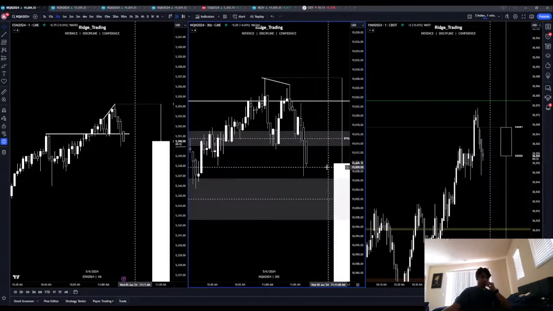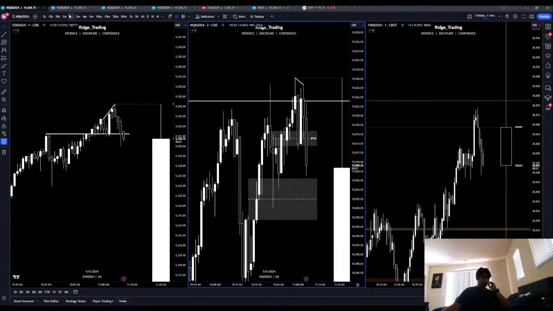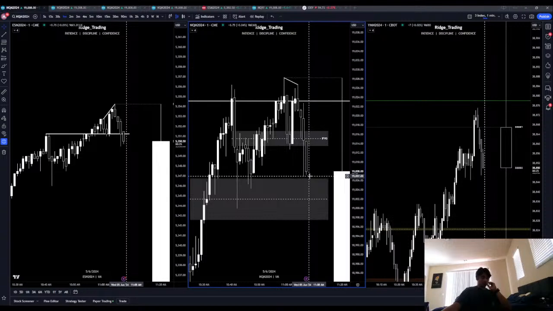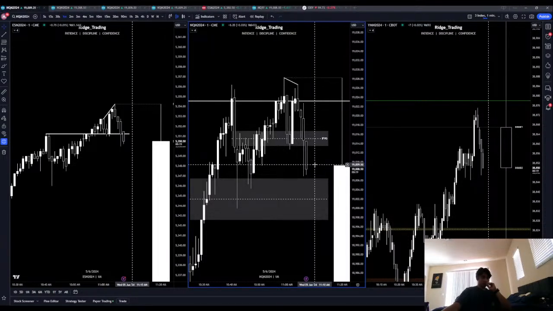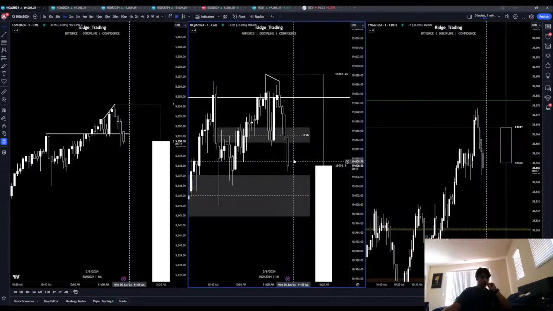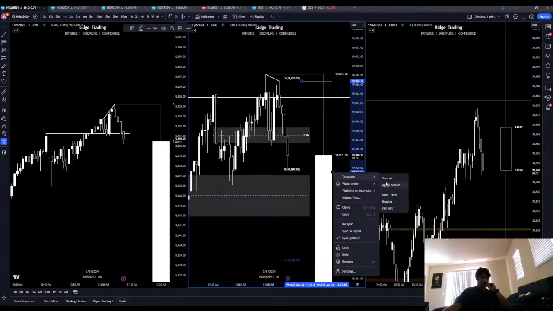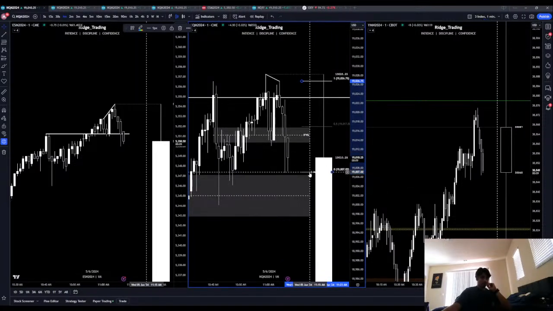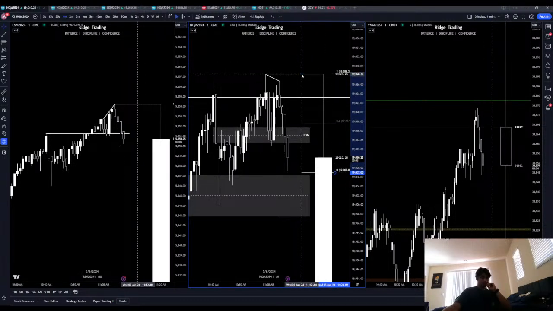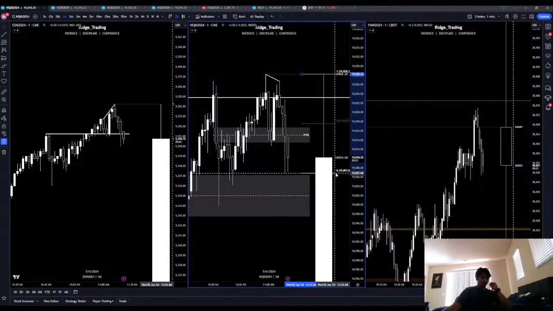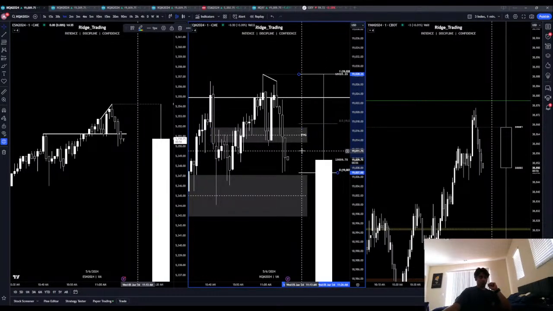Here we go. Now the 30-second might close under. There it is. Now let's wait for the M1. Now I don't want to see this thing get too extended. Alright, M1 closed.